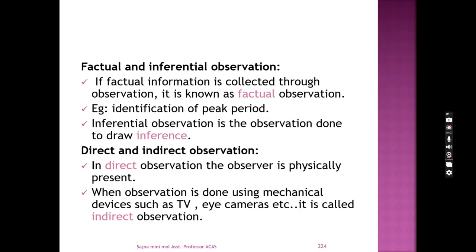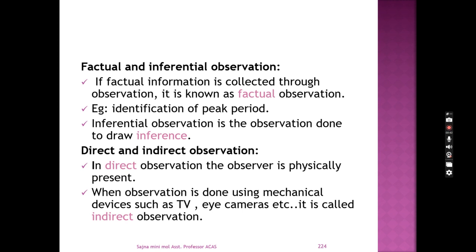Next is factual and inferential observation. If factual information is collected through observation, it is factual observation. For example, identification of peak period. Then, if observation is done to draw an inference or conclusion, it is inferential observation technique. So, in factual observation, the factual information is collected, whereas in inferential observation, we are making a conclusive observation.